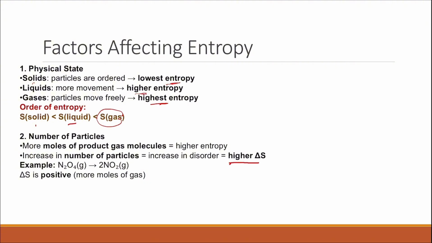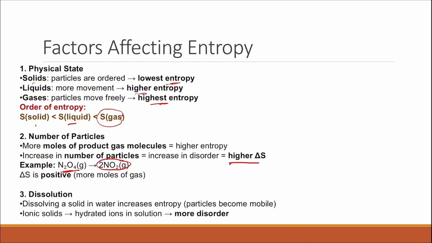For example, if you have N2O4 as a gas, that gives you two NO2 gas. You have two moles of gas as product with 1 mole of gas as reactant. Then the delta S here is going to be a positive value. There are more moles or more particles, so there will be more disorder and more stability.